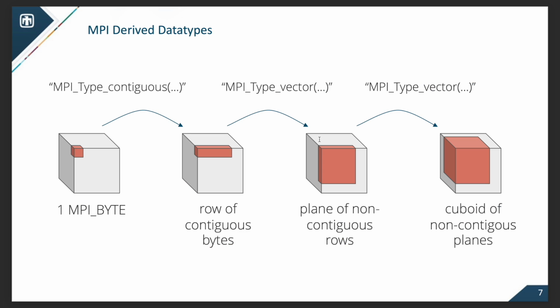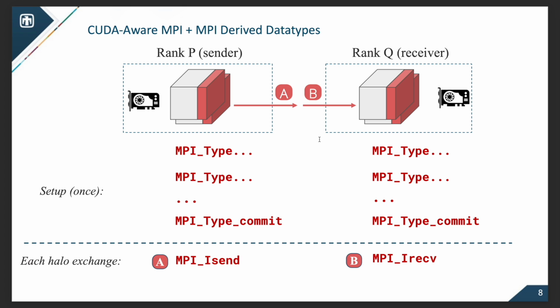So basically, we can tell MPI about the non-contiguous layout of our data, and then we can directly operate on those non-contiguous types. Here we just have an example of using MPI type contiguous and MPI type vector to build up an arbitrary 3D region, one of our stencil halo exchange regions, in MPI. And then our process is simpler. In the setup phase of our application, we use those MPI functions to describe our type, and then for each halo exchange, all we have to do is the send and receive, which can operate directly on those non-contiguous types.